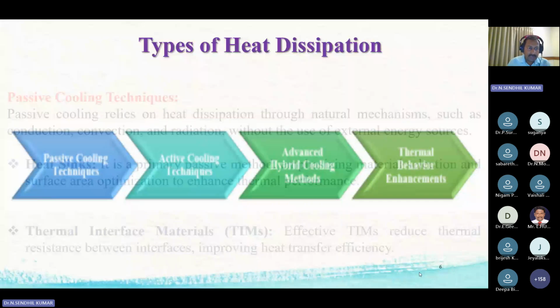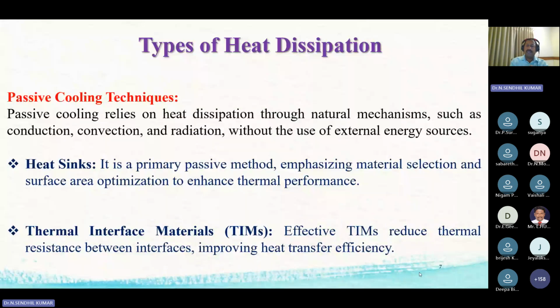Now, the first one is passive cooling. I already told you passive cooling means it naturally transfers the heat. So here we will not circulate any fluid, any pumping power, any extra power will not be supplied. It will be taking the heat naturally. That is called natural convection, conduction and radiation.